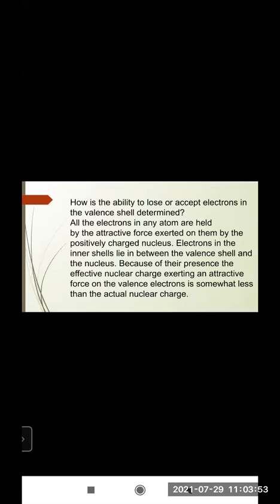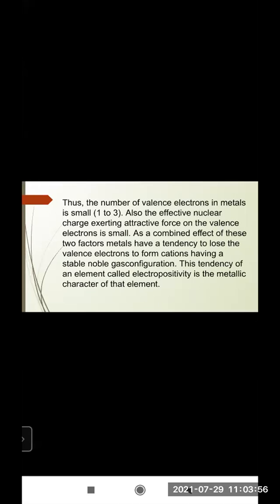And thus the number of valence electrons in metals is small, that is 1, 2, 3. So that is why the number of valence electrons in metals is very small, it is 1, 2, 3. Whatever elements have 1, 2, 3 valence electrons in the outermost shell will be metals. Also, the effective nuclear charge exerting an attractive force on the valence electron is small.